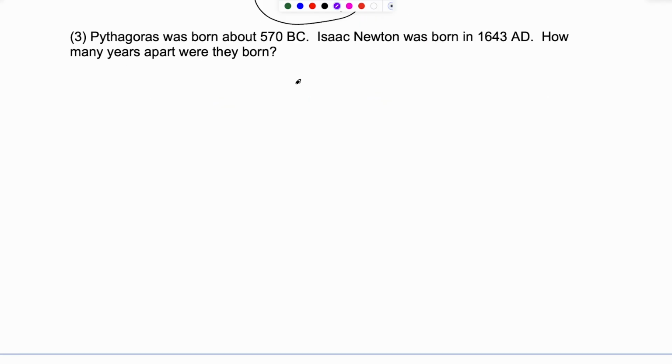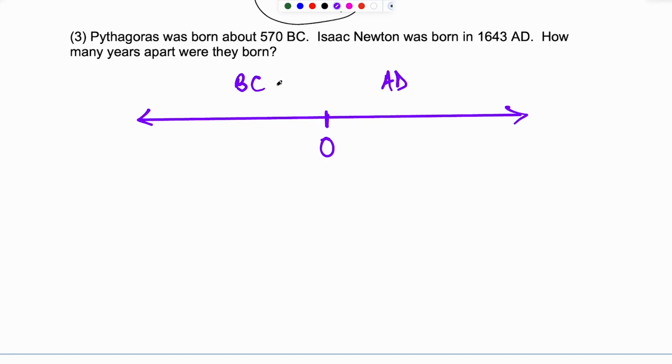Question 3, Pythagoras was born about 570 BC. Isaac Newton was born in 1643 AD. How many years apart were they born? So for this one, what we could do is draw out a line like this just to model the situation. Okay, so I'm going to draw a horizontal line, and I'll put 0 over here. And anything after 0 in terms of years is AD. And anything before 0, we could say is BC. So when we're told Pythagoras was born 570 BC, let's just say that's somewhere over here. So this is going to be 570 BC. And then Isaac Newton was born in 1643 AD. So let's say that's over here.